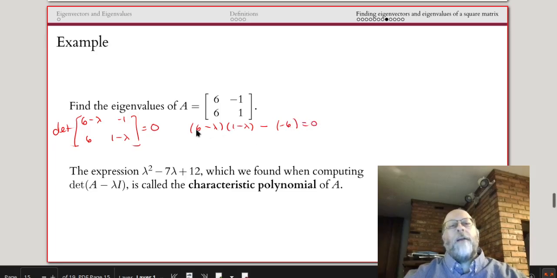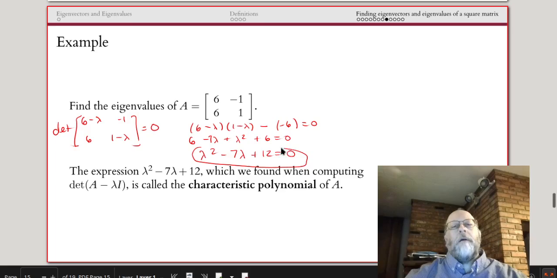And we'll FOIL this out now. 6 times 1 is 6. 6 times negative lambda is negative 6 lambda. Negative lambda is negative 7 lambda in total. Lambda times lambda is lambda squared. Minus a minus 6 is plus 6, equal to 0. When I rearrange the terms, I get lambda squared minus 7 lambda plus 12.